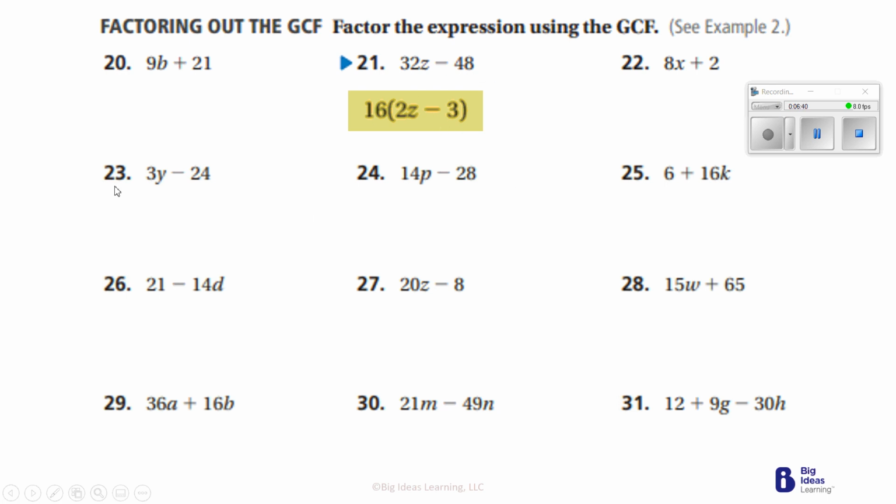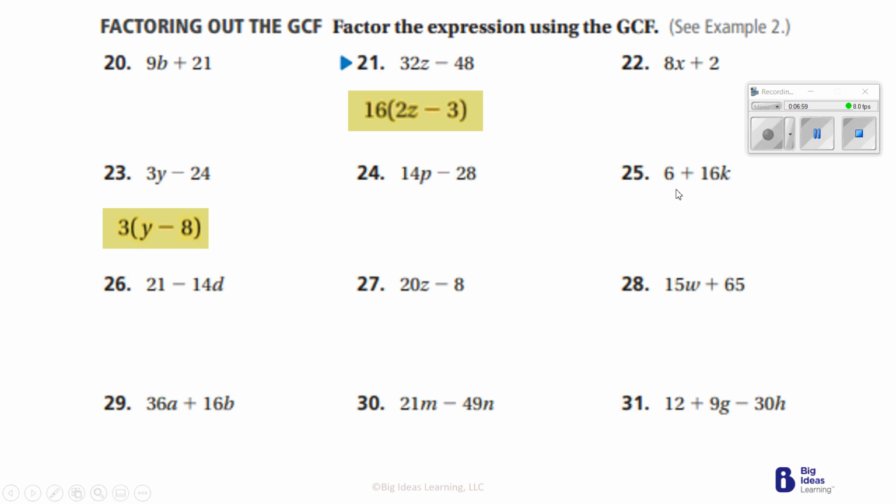Let's go to number 23 now. 3 goes into both 3 and 24. So I'm going to say 3 on the outside, and in parentheses, y minus, I'm going to go with negative 8. 3 times y minus 8.